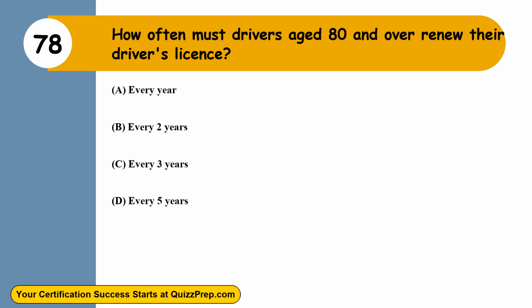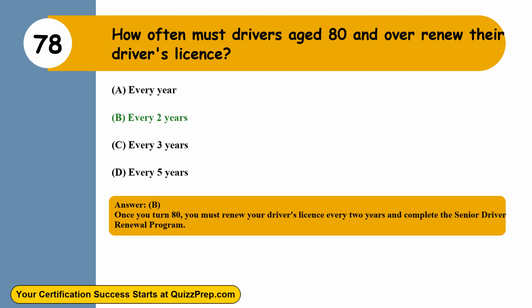Question 78. How often must drivers aged 80 and over renew their driver's license? Option A, every year. Option B, every 2 years. Option C, every 3 years. Option D, every 5 years. The correct answer is option B. Every 2 years. Once you turn 80, you must renew your driver's license every 2 years and complete the Senior Driver Renewal Program.